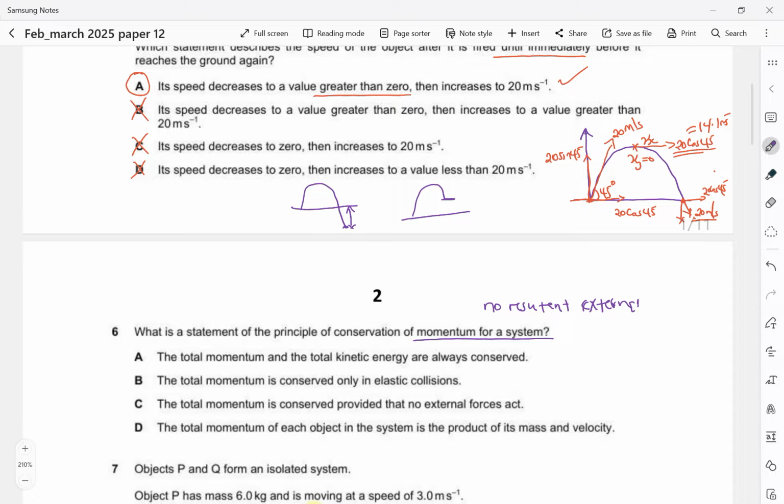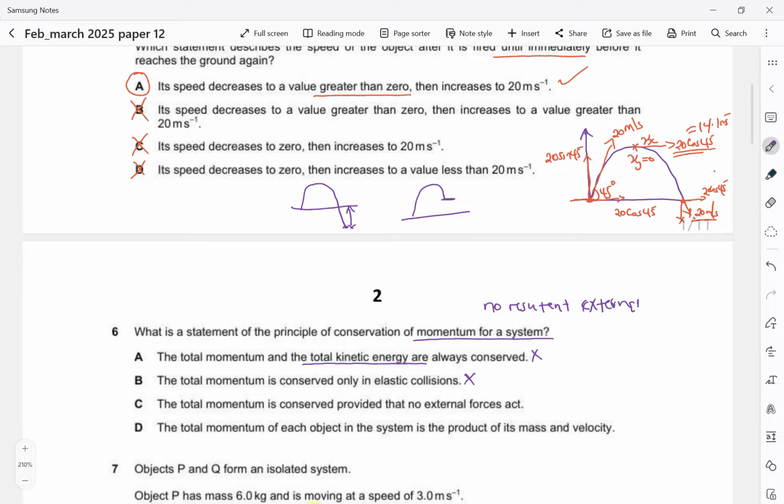Okay, let's see what you have here. Total momentum and total kinetic energy are always conserved. This is not the principle of conservation of momentum. Kinetic energy may not be conserved, but momentum is always conserved as long as the system is isolated. Total momentum is conserved only in elastic collision. That's also not true. Whether the collision is elastic or inelastic, momentum is always conserved as long as the system is closed or the system is isolated.